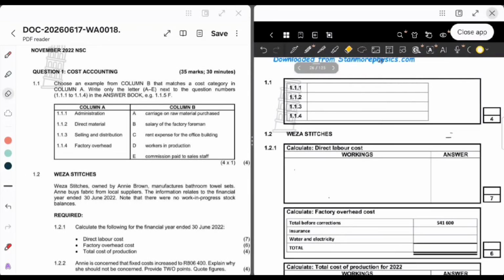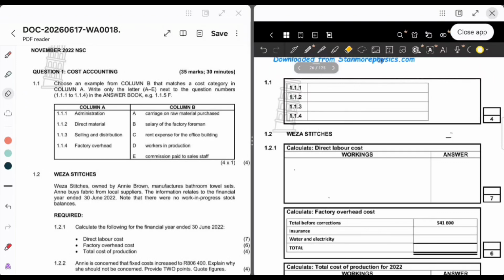Question 1.1 says choose an example from column B that matches a cost category in column A. Write only the letter A to E next to the question numbers 1.1.1 to 1.1.4 in the answer book. For example, 1.1.5 F. So we have descriptions in column B and then terms in column A. I'm going to be reading them out and matching them with the terms in column A.